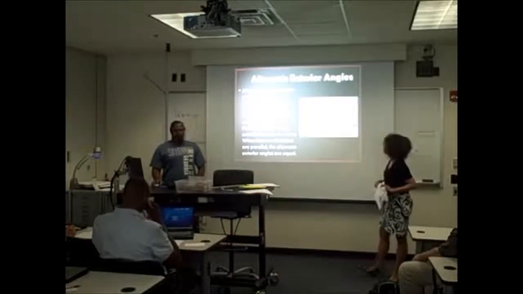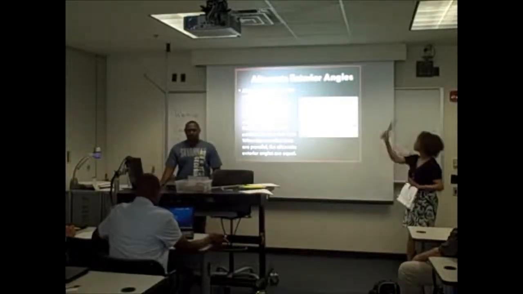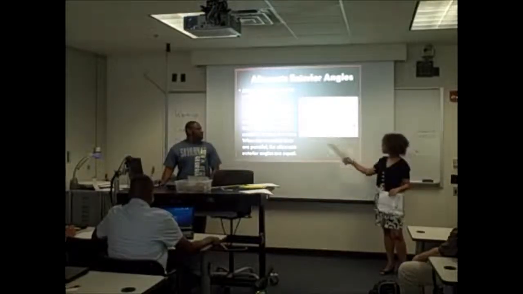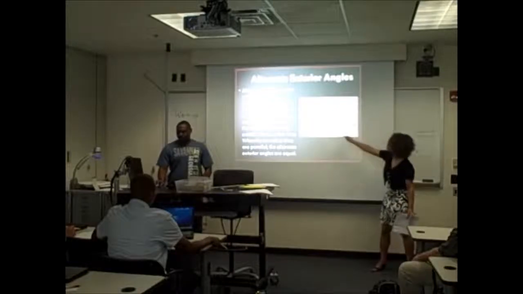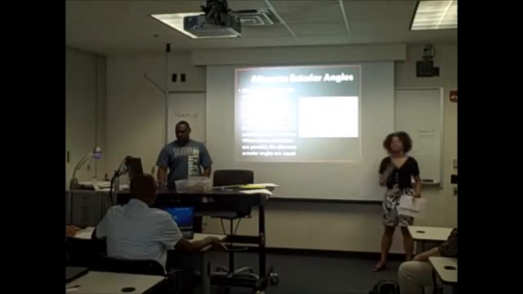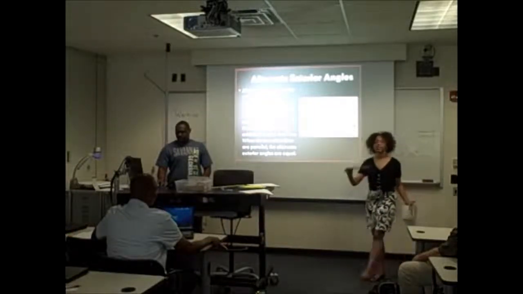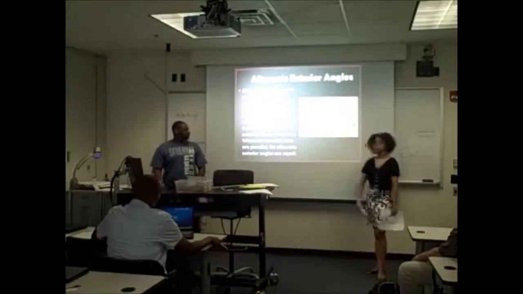Alternate exterior angles. Now remember, our alternate exterior angles are angles that are on opposite sides of the transversal, but outside of the parallel lines. So you see 3 and 4, they're on opposite sides, and they're outside of these two parallel lines. Same for 1 and 2. They are congruent, they have the same measure. So if this is 60 degrees, that's 60 degrees.